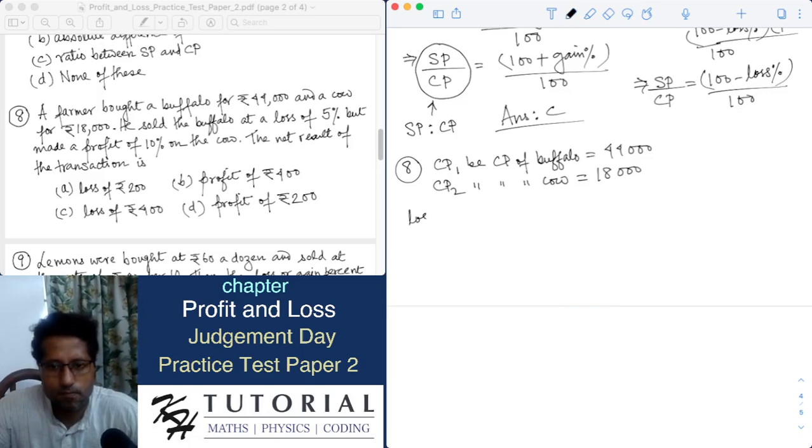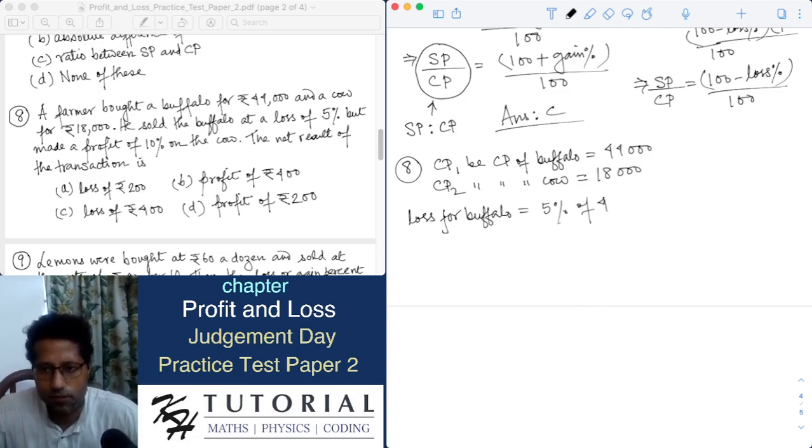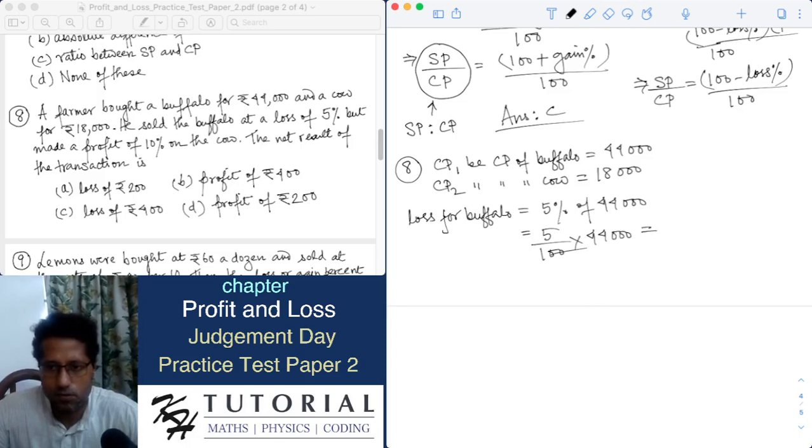So the loss for the buffalo is 5% of the cost price of the buffalo, that is 44,000. This is 5 by 100 multiplied by 44,000. The zeros cancel out, and then 2200 is the loss for the buffalo.